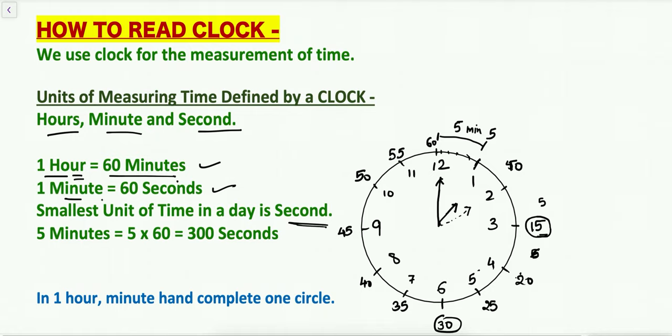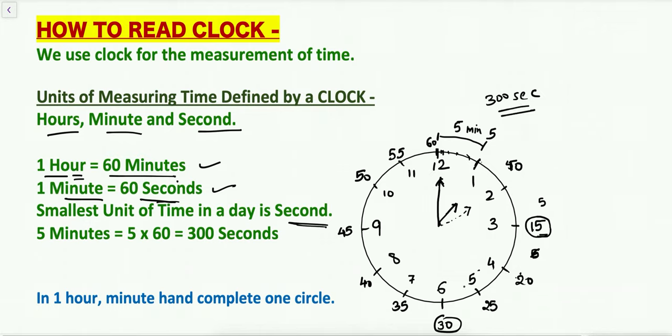Similarly, 1 minute is equal to 60 seconds. So if the minute needle is at 12 and it has to move to the 1, here 1 minute, then the second hand will move through 60 seconds. When the second hand completes 60 seconds, only then will 1 minute be done. So here from 12 to 1, it is 5 minutes. That means we have 300 seconds done.